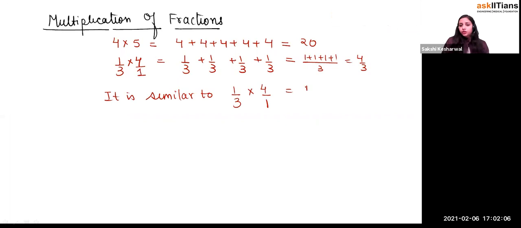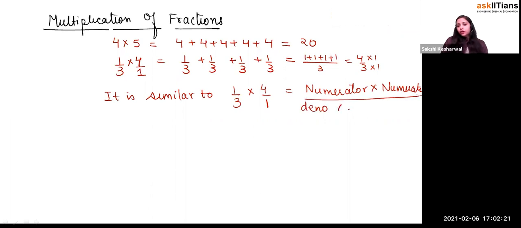So numerator multiplied, can I write this as 4 into 1 and 3 into 1? Yes or no? It means numerator multiplied by numerator, and denominator multiplied by denominator. So can I say that any fraction is multiplied like this?